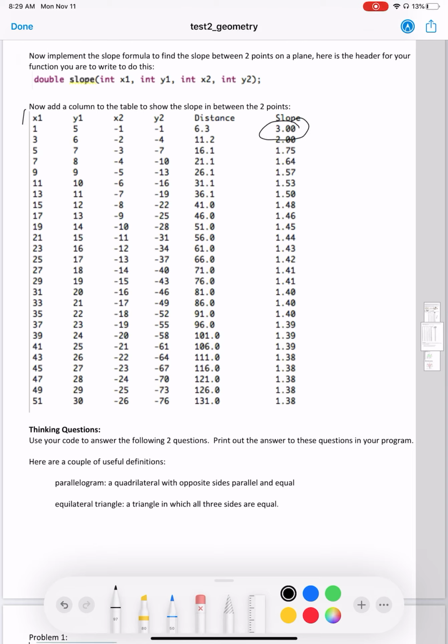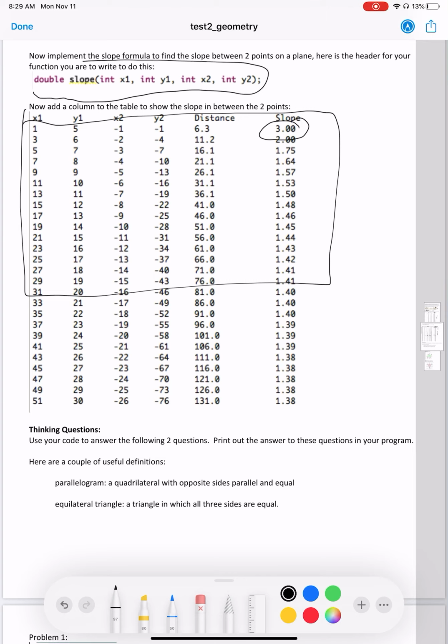Now, do not worry about this display initially. Display can come in later. The first thing you need to do is write the two functions, the slope function and the distance function, and check to make sure you are getting these results for these values. Once you are sure that you are getting these results for these values, you can use tab to create this kind of display, but that comes secondary.